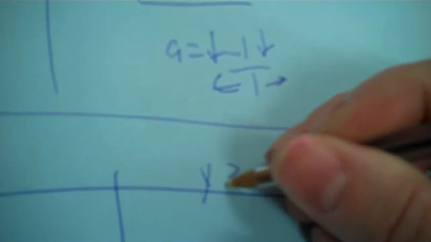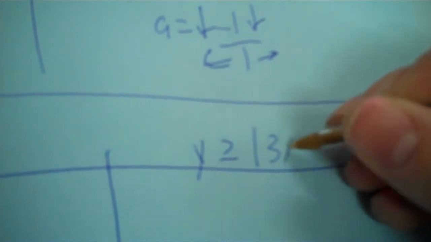Okay, next one's a confusing one. I don't think this is an issue on the assignment. You got -x greater than or equal to 4 minus y, and then you have y greater than or equal to absolute value 3x minus 6. That's a line, that's a V.